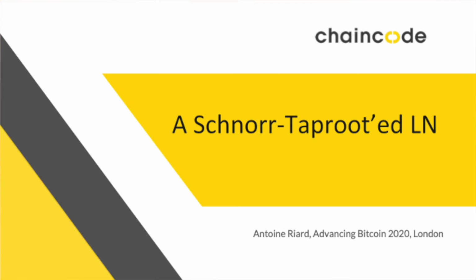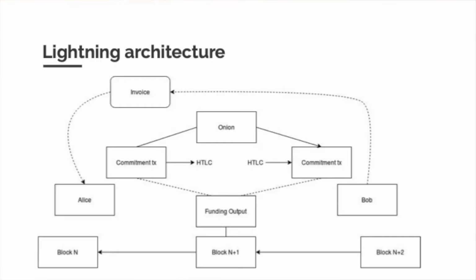So today, Schnorr-Taproot'ed Lightning. That's a really exciting topic. Just a quick start, the Lightning architecture, for the ones who are not familiar with it. You have basically the blockchain as an underlying layer. On top of it, you are going to build a channel, and you will have HTLCs, and people are going to send onions to you, and if you want to get paid, you're going to send an invoice to the sender.